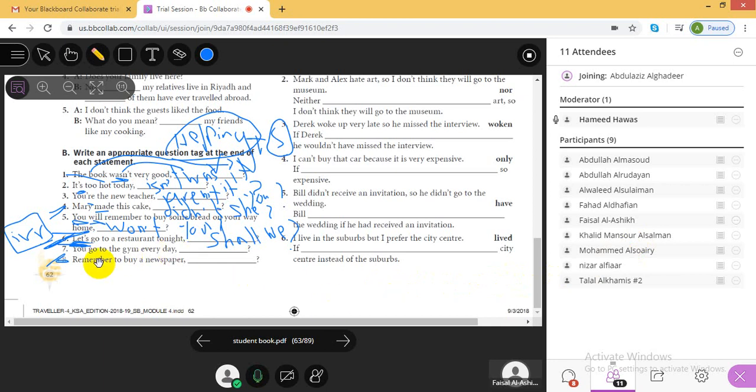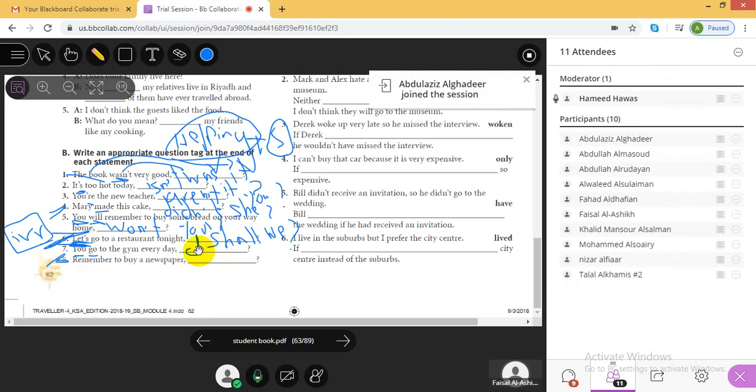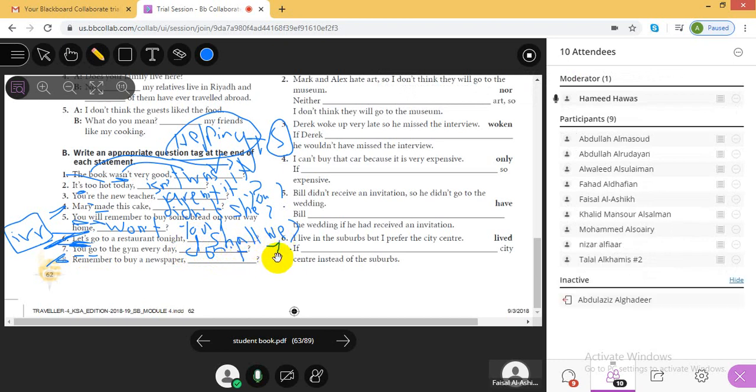Okay? The next one, number 7, you go to the gym every day. Yes, good. Here also, Muhammad, thank you. Here we don't have what? We don't have an auxiliary verb, and the original verb is in present simple. Because it's go, we will use here don't or doesn't. Because the present simple is in plural form, you will use don't. Okay? So you will say don't what? Don't you. Forgive me for writing in that way because I'm writing with the mouse. Sorry guys, okay?